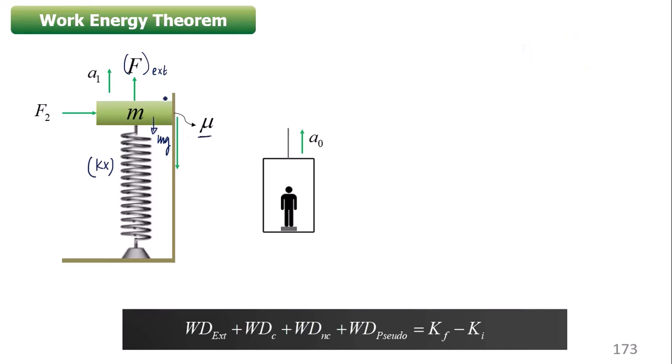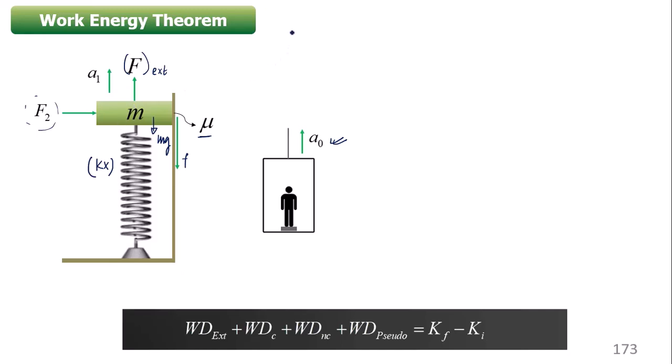Since you are pulling the block, friction is acting in the opposite direction. On the other side, you are applying another external force F2, and you are keeping the entire thing in a lift. Let us say the lift is moving, and you are observing the entire thing from the lift. The lift is moving with acceleration a0, and the entire system is moving with some acceleration a. So various types of forces are acting on this body of mass m, and I want to calculate the effect of these forces.